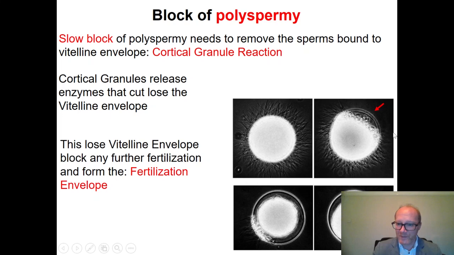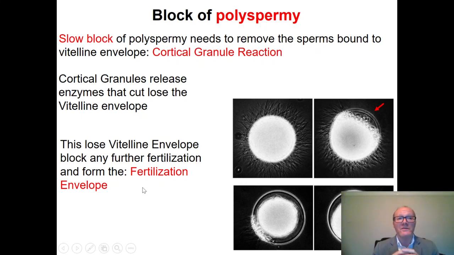Okay, so if you look at this picture, you see that fertilization occurs here where the red arrow is, and then the vitelline envelope gets digested and released from the membrane of the egg, or if you want, cut loose. But this structure, the vitelline envelope, does not really go away. It just gets cut off the membrane and becomes separated from it, but stays in place, forming what is called a fertilization envelope.